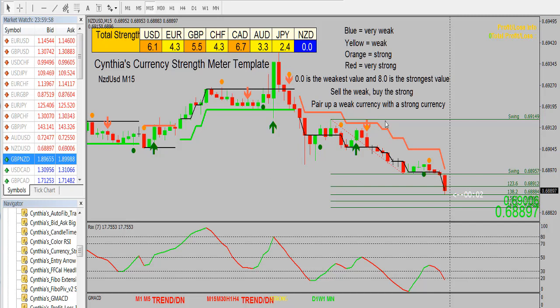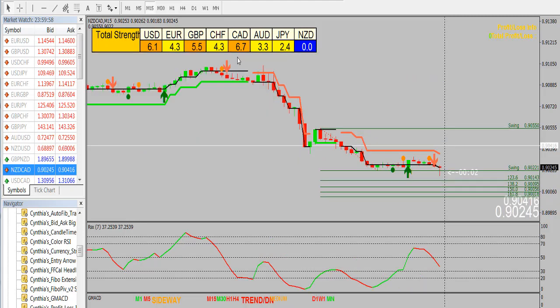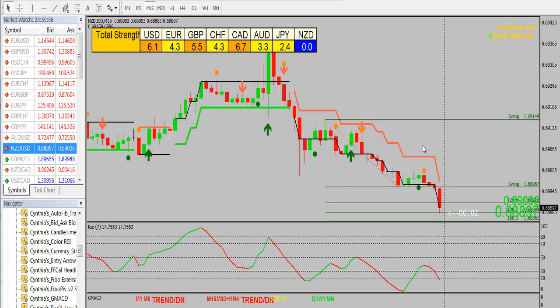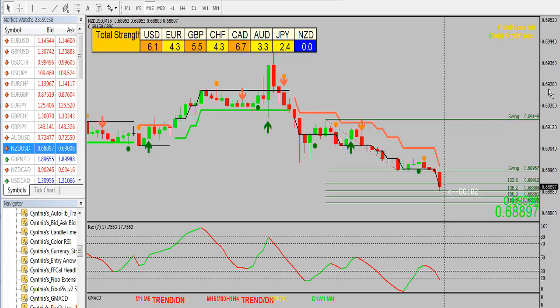So that's what we do, is we pair up a weak currency with a strong currency, and we sell the weak and we buy the strong. So the trick is to easily and quickly, at a glance, find a weak currency and pair it up with a strong currency, and that's what the meter can do for you. So at a glance I can see the New Zealand dollar is the weakest, the CAD is the strongest, and so you're selling the weak currency and buying the strong currency. If you can just keep that rule in mind, then this currency meter becomes very easy to understand and interpret at a glance.